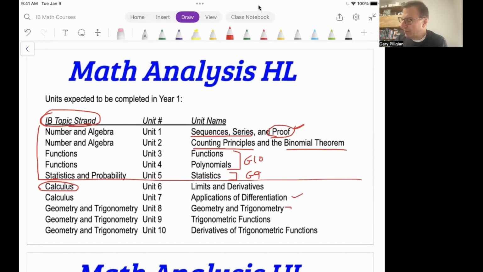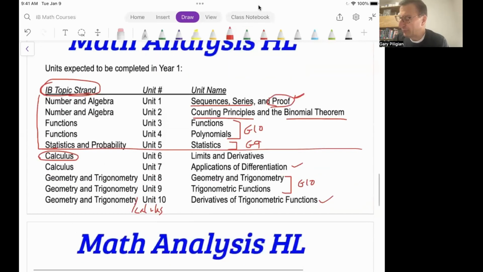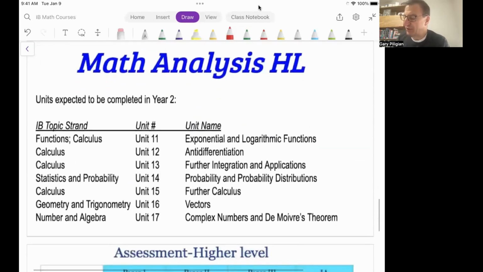Then we move into 2 units, which are going to feel like grade 10, geometry and trigonometry, and then trig functions. And then we'll do a unit on the calculus of trigonometric functions, specifically the derivatives of trigonometric functions. That'll take us through the first year. When you come back in year 2, you'll have a unit on exponential and logarithmic functions, including the derivatives of those functions. Then we will move into integral calculus or anti-differentiation. Then we'll do a unit on applications of integration.